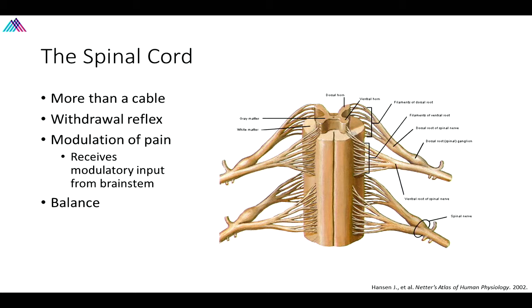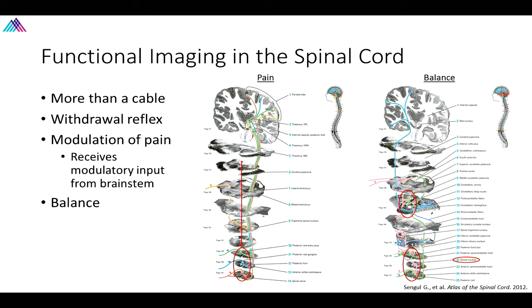For instance, there's the withdrawal reflex, where you retract a limb from a painful stimulus. That occurs in the spinal cord. Pain signals are also modulated within the spinal cord based on descending input from higher centers in the brainstem and simultaneous non-painful input from the periphery. And there are also balance circuits that act in the spinal cord that receive proprioceptive input and connect this to motor output.